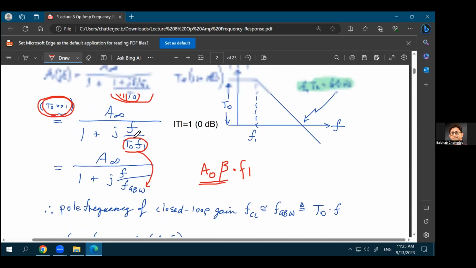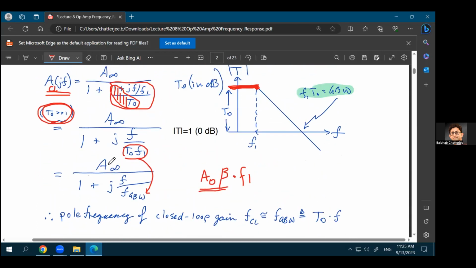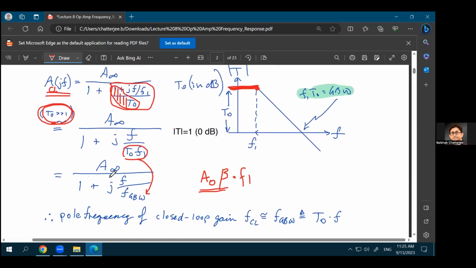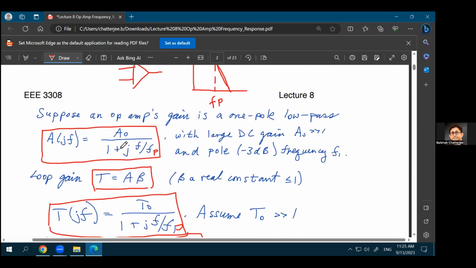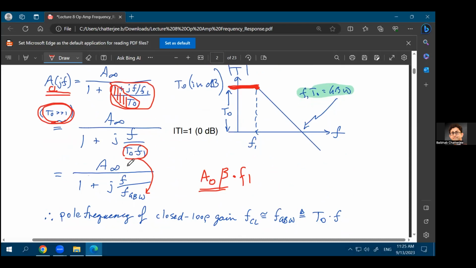Whenever you have the op-amp in the closed loop configuration, you still have a very similar form over here. You have A infinity divided by 1 plus J times F over F GBW. In the previous case, it was A naught divided by 1 plus J times F over FP, and we call this FP the open loop bandwidth. So what is your closed loop bandwidth? Your closed loop bandwidth will be F GBW. And F GBW is T naught times F1, which is A naught times beta times F1.